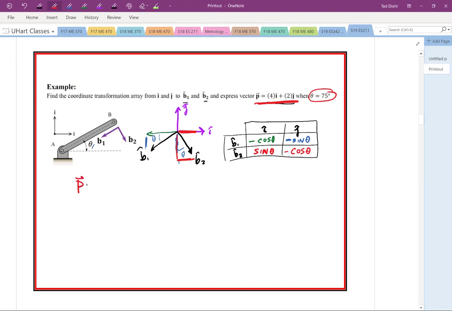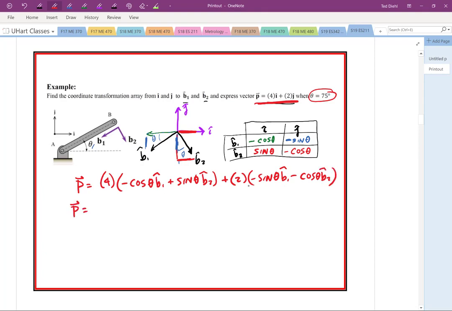So we say P is equal to, take the magnitude of I, which is 4, and multiply it by the transformation, or minus cosine theta B1 plus sine theta B2, plus, and now we take the magnitude of J, 2, and do the column of J, and we find that it's negative sine theta B1 minus cosine theta B2. And we could collect all of the B1s and the B2s.